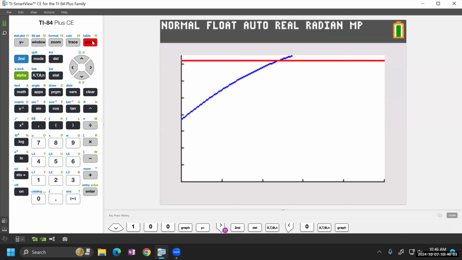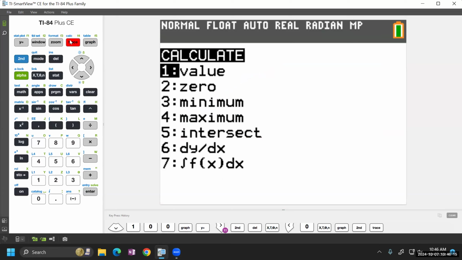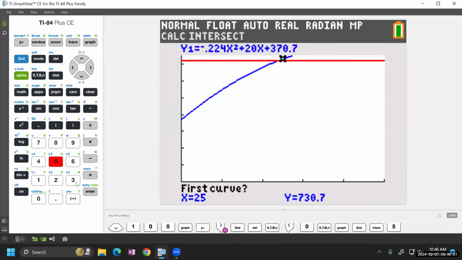I just need to see the intersection. That's all I need to see. Okay, so the intersection is there, so we're going to calculate the intersection. Do you remember how to do that? Second trace to the calculate menu. We're going to calculate number 5, the intersection. First curve, enter, second curve, enter, guess, that's fine. So 24.3.